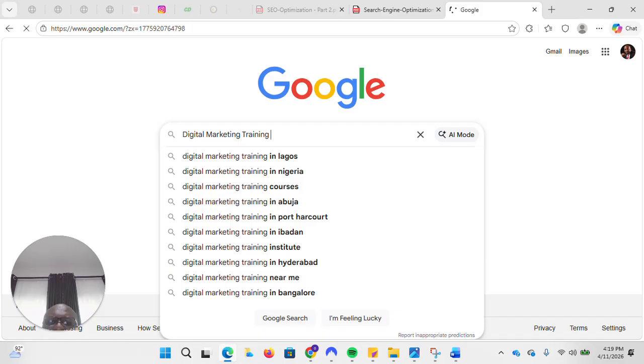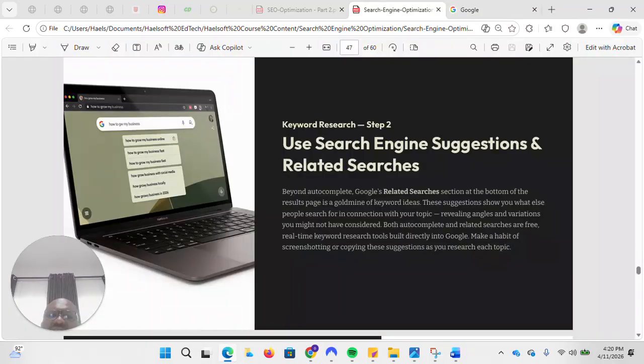So if you watch right now, you notice that people are searching for digital marketing training in Lagos, digital marketing training in Nigeria, digital marketing training courses, digital marketing training in Abuja, digital marketing training in Port Harcourt, digital marketing training in Ibadan, digital marketing institute, digital marketing training near me. So these are different searches that people are searching for on Google. And that is what they're telling us here. Use search engine suggestions and related searches.